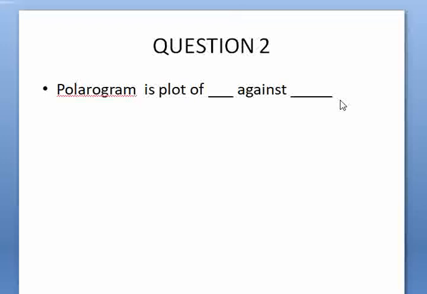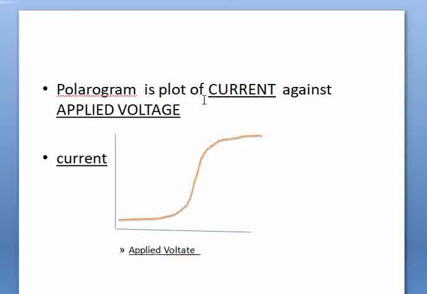In this, a polarogram is a plot of current. We are measuring the current against the applied voltage. Here on the x-axis we have to mention the applied voltage. On the y-axis we are measuring the current.